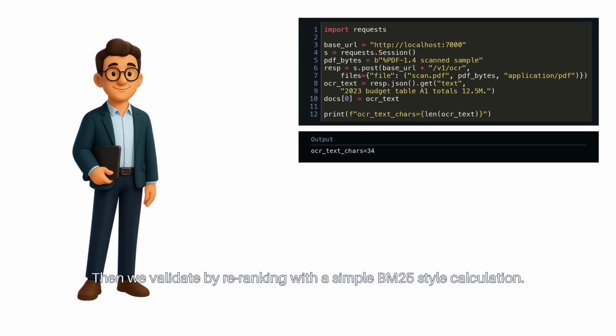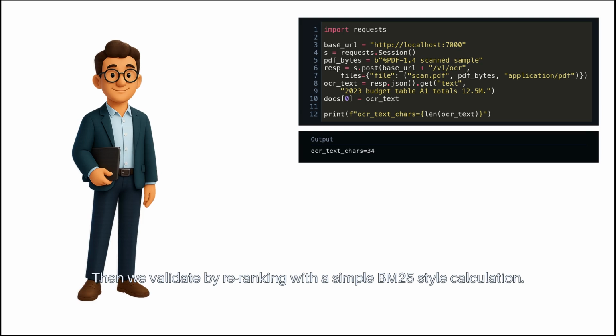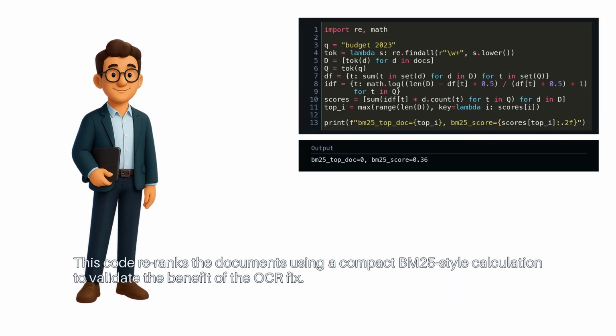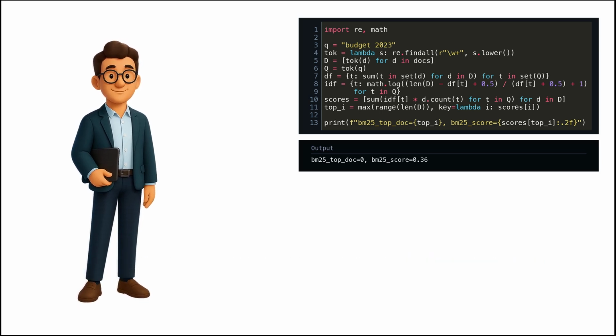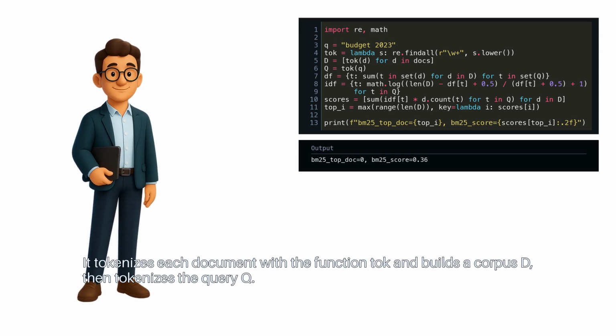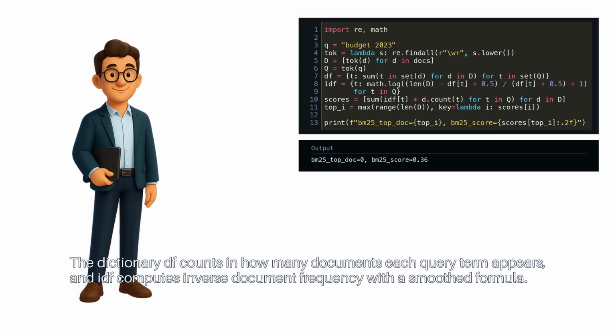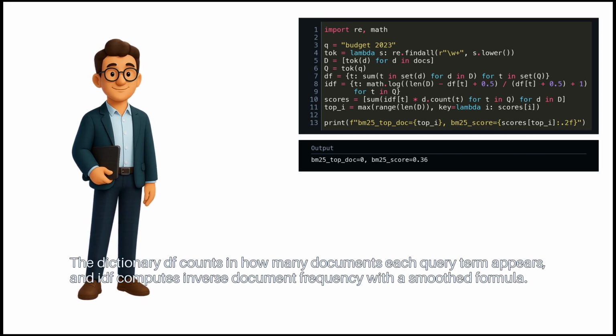Then we validate by re-ranking with a simple BM25 style calculation. This code re-ranks the documents using a compact BM25 style calculation to validate the benefit of the OCR fix. It tokenizes each document with the function toke and builds a corpus D, then tokenizes the query Q. The dictionary DF counts in how many documents each query term appears, and IDF computes inverse document frequency with a smooth formula.